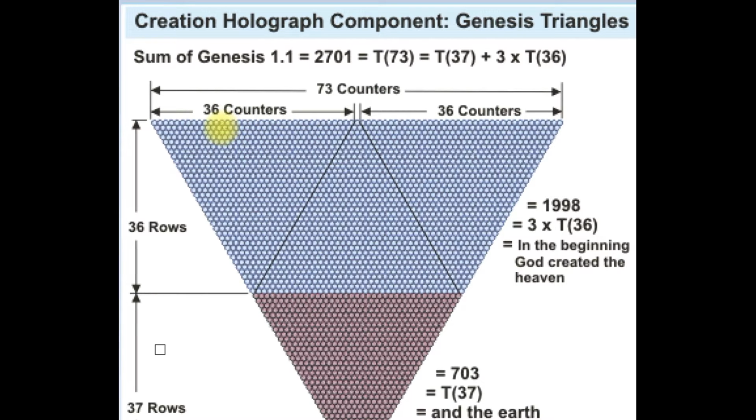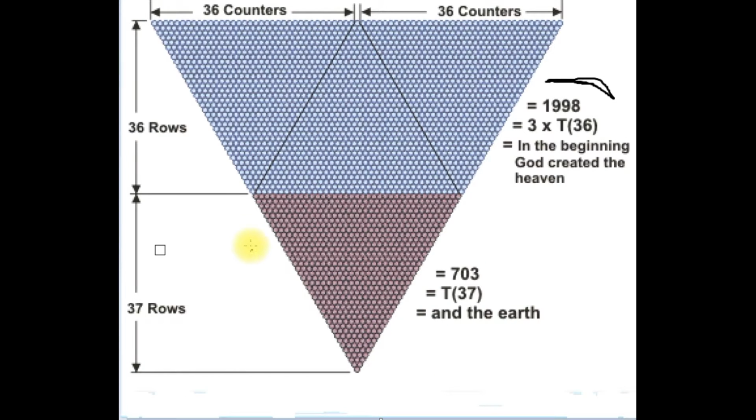As we saw, the root value from the 432 hertz of music was 36, and we have 36 counters. Each of these has 666 units. 666 times 3 is 1998 units. 3 times the triangle number 36. And at the bottom, we have 37, star number 37, number of rows.